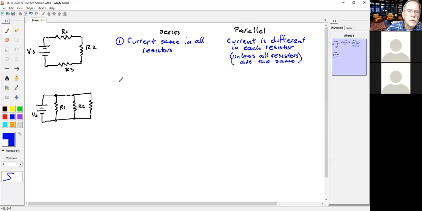In a series circuit, there's only one current path. There's only one way the current can go. In a parallel circuit, there are multiple current paths.